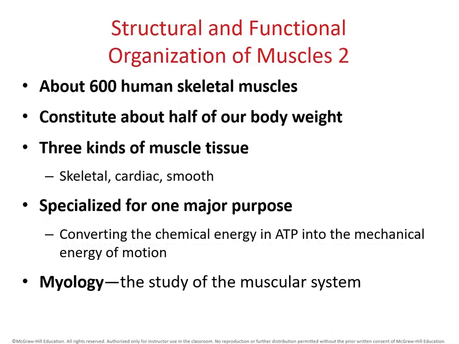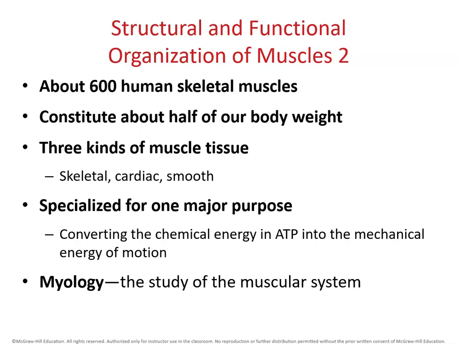Humans have approximately 600 skeletal muscles. We already said that they account for about half of a person's body weight. And we've also talked previously about the three main kinds of muscle tissue. So we have the voluntary skeletal muscle, we have cardiac muscle that's found in your heart, and we have smooth muscle that lines blood vessels and your digestive tract, among other things.